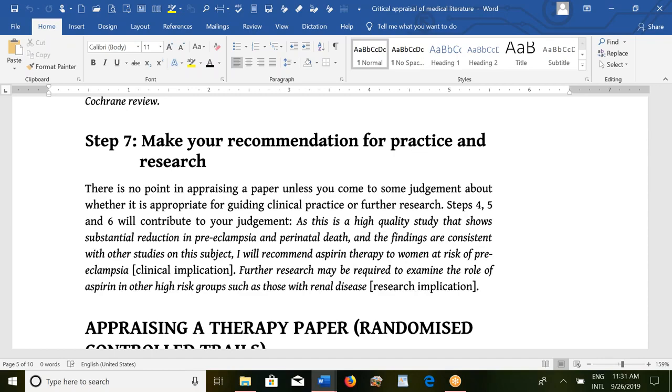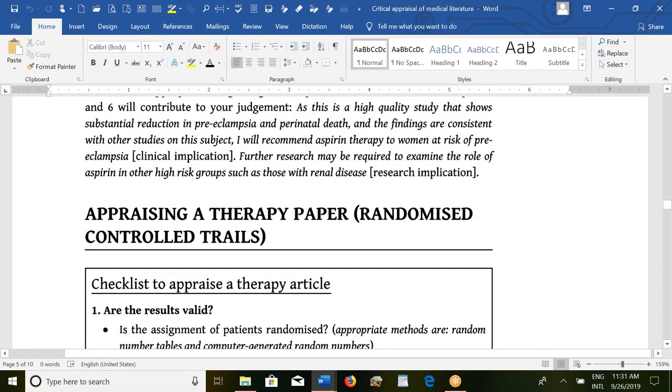Then further research may be required to examine the role of aspirin in other high-risk groups such as those with renal disease. Because I said that many things will be there, so you are answering the primary questions and trying to find the answers for other questions also.